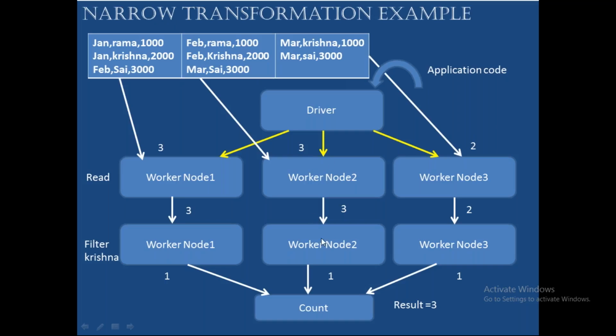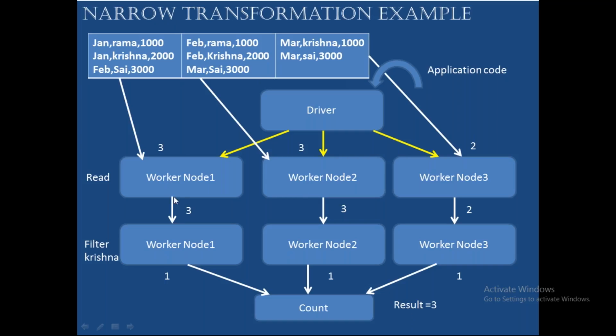Whatever three records we have, those three records only moved to the, see, this is a computer one. This computer read the data. Same computer is going to filter out the records, Krishna records. Same computer is going to do all the transformations. It is not another computer which is going to launch. Same computer, first it will read, then it is going to filter out the records. The result equal to 3.